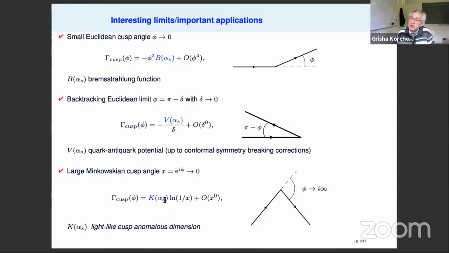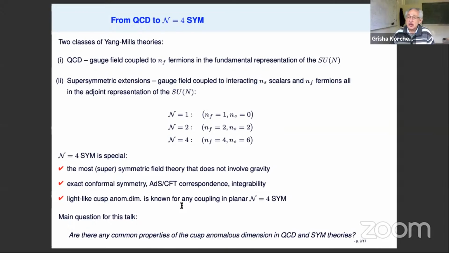And this light-like cusp anomalous dimension proved to be a very important physical observable because it appears in various resummation approaches in high-energy QCD. So in this way, I presented you a framework which was developed 35 years ago, that once you knew the cusp anomalous dimension, you would be able to describe different physical limits. And basically, this is why it's so important.